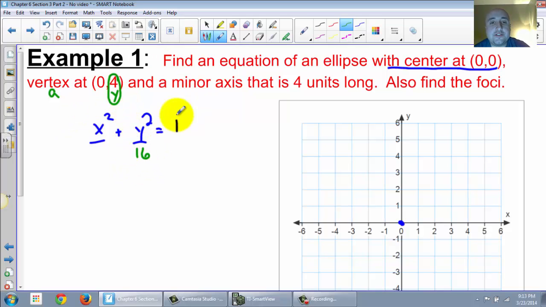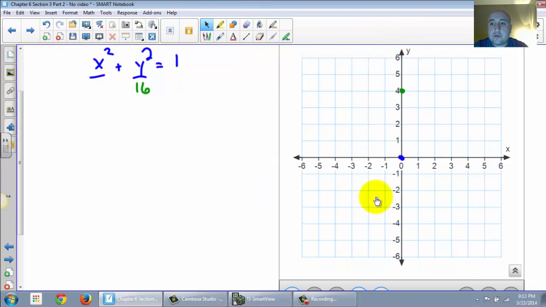Let's plug that onto our graph now. On the y-axis, the square root of 16 is 4. So I'm going to go up 4 on the y-axis, and I also need to go down 4. Here is our positive a, and here is our negative a.